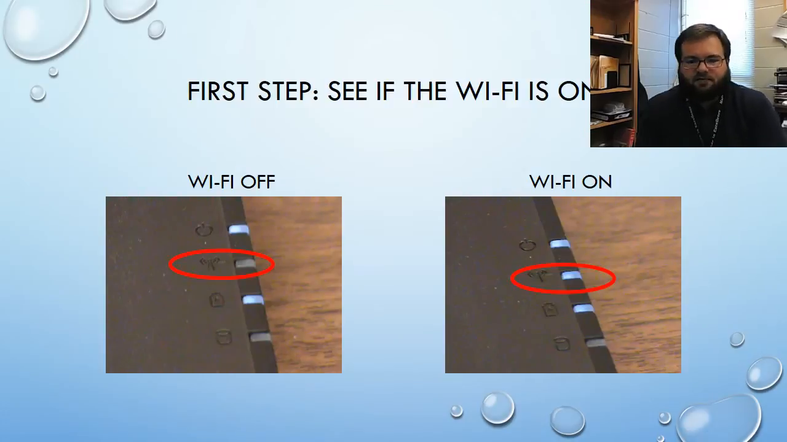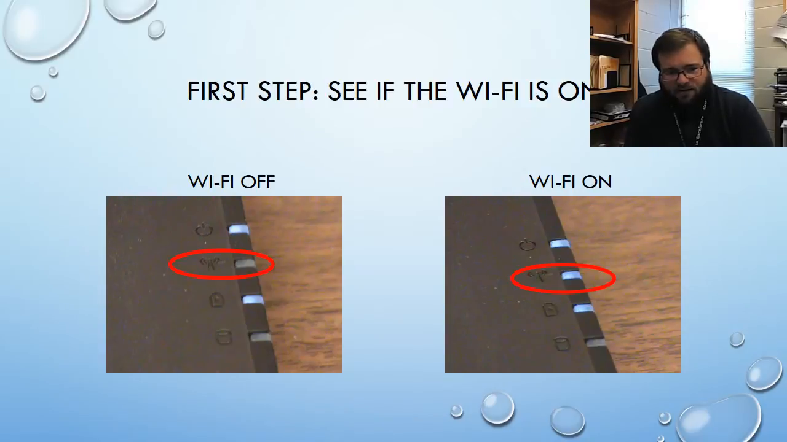The first step is to see if the Wi-Fi is on. The way you can tell is over on the right-hand side of the computer. There are these 4 indicator lights. The second light down has a little radio antenna, and if the light is not lit up, the Wi-Fi is off. And that should be an easy problem to fix here in just a second. If the Wi-Fi light is on, we have something just slightly different to do.